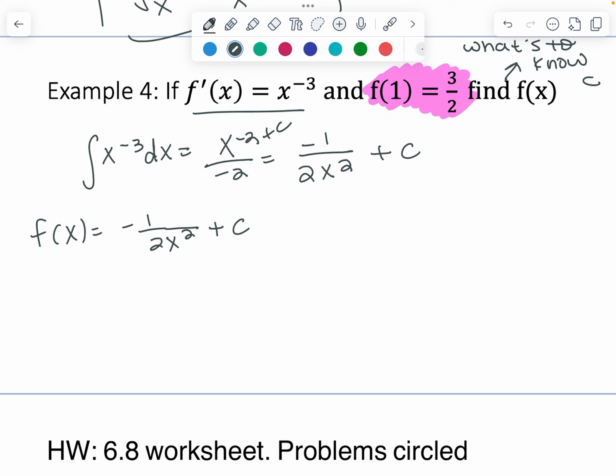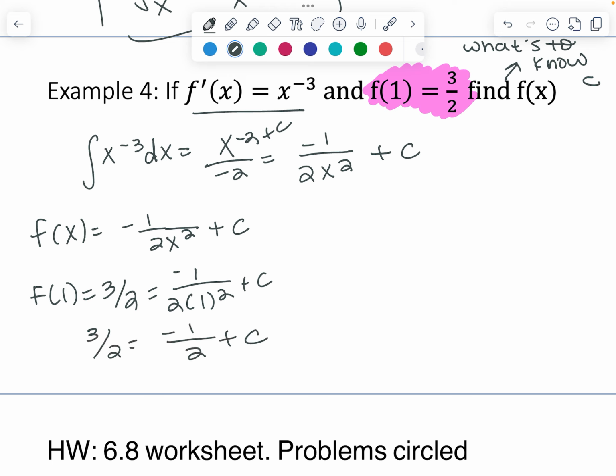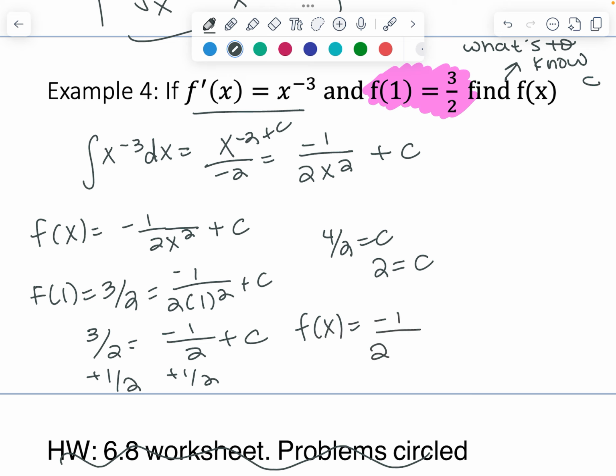So what I can do is plug in, I know that f of 1 equals 3/2, right? Which equals negative 1 over 2 times 1 squared plus c. 3/2 then equals negative 1/2 plus c. I will add 1/2 to both sides. I will get 4 over 2 equals c, which means 2 equals c. But I'm not done because I have to write my final answer. I know that 2 equals c now, and so my final answer is negative 1/2 x squared plus 2. And that is my answer.